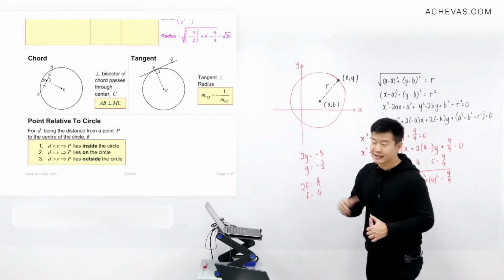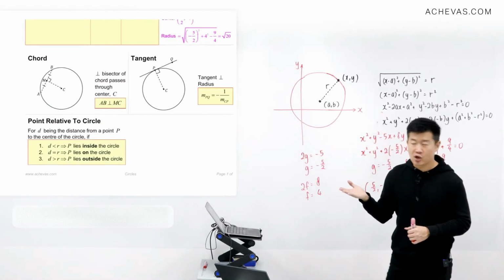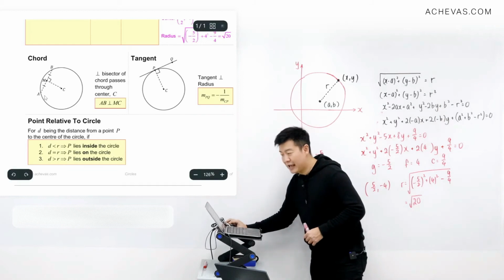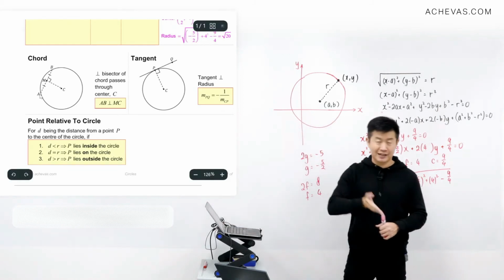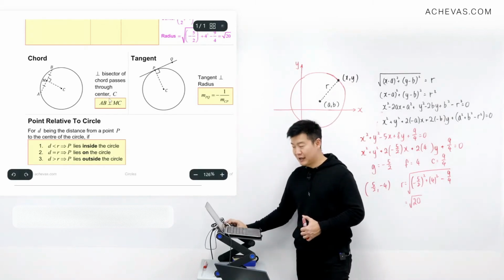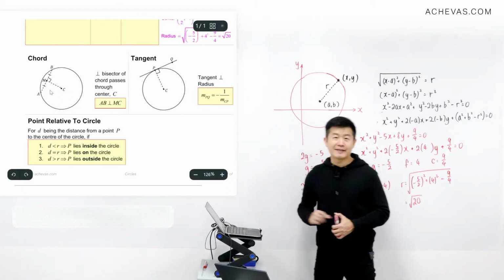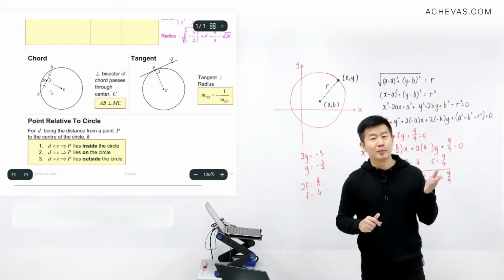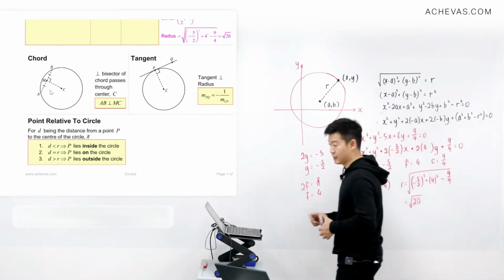So the next one is the chord of a circle. The chord of a circle is this line here, AB. It is a line that is going to be cutting the circle. So for a chord of a circle, it actually has a property that I've stated here. The perpendicular bisector of a chord of the circle is going to be passing through the center of the circle.